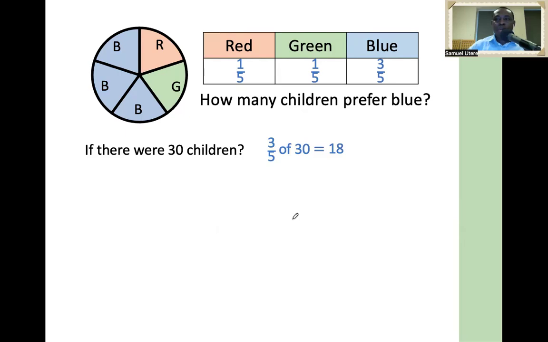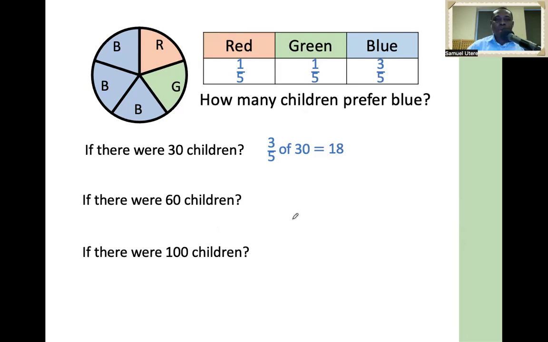So if you do not understand how to work out fraction of amounts, go and search for the lesson we had done and then watch that video. If there were 60 children, we would do the same. We would do 3/5 of 60, which would be 36. If there were 100 children, we would do 3/5 of 100, which will give us 60. So you can see that proportion tells us about the size, but the number representing the pie chart could change. Okay? All right.